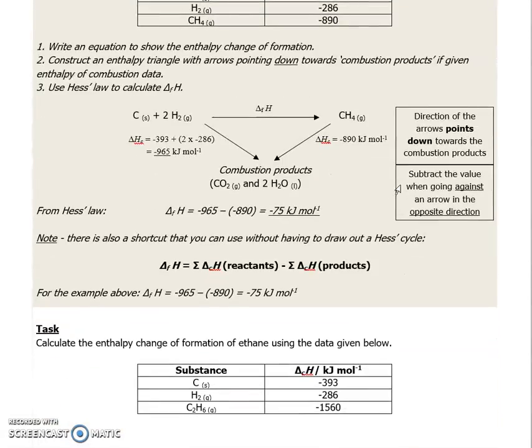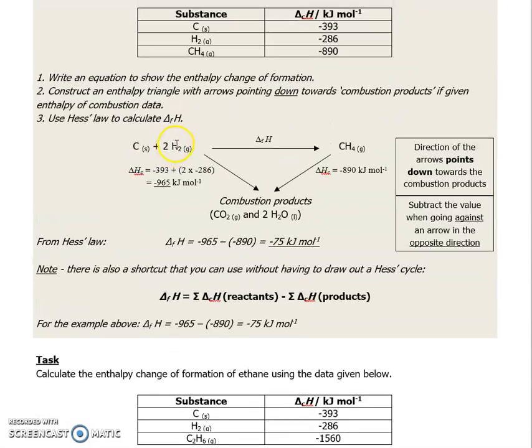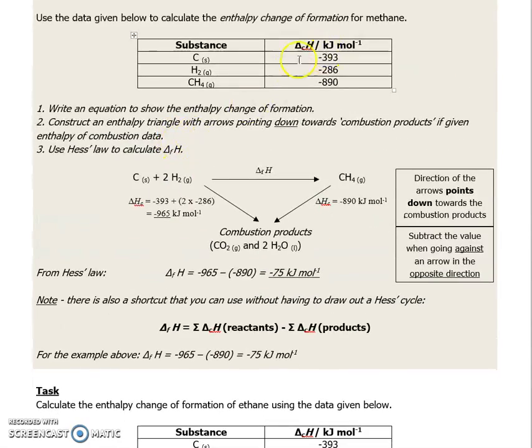So here we've got carbon plus 2 molecules of hydrogen to make methane. The enthalpy of combustion data shows us that the combustion of carbon is exothermic at minus 393 kilojoules per mole. Combustion of hydrogen is exothermic at minus 286 kilojoules per mole, and methane exothermic at minus 890 kilojoules per mole.